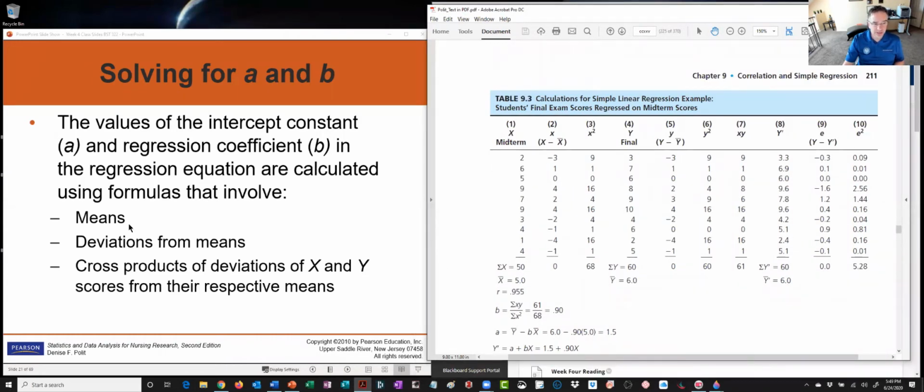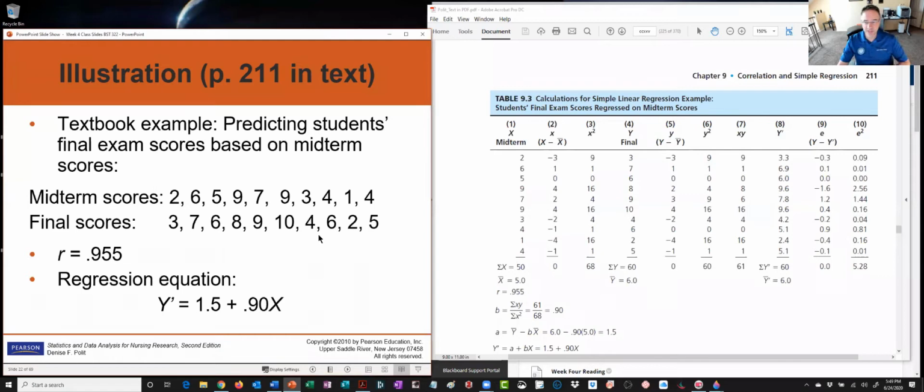So it's calculating, we have to calculate the means, here we go. The deviation from the means, here we go. Cross products of the deviations, there's our x, y. So we're going to actually multiply them, and scores from their respective means. All of this looks this way. So this is the data from the textbook example. We'll do some more as well tonight. But again, here's our midterm scores, and we're predicting our final scores, our outcome scores.